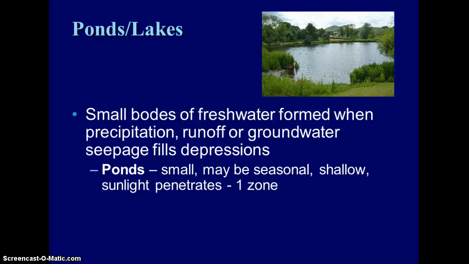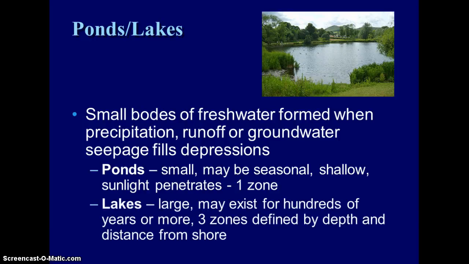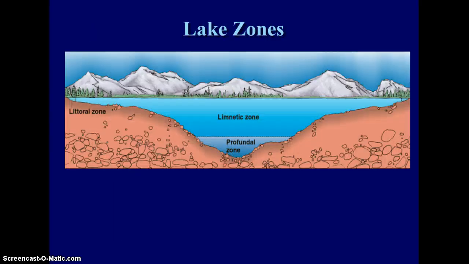They tend to be shallow enough that sunlight can penetrate all the way to the bottom. So we say they have one zone. Lakes are much larger. They last longer, hundreds of years or more. They have 3 zones, and we're going to look at what those zones are, and they're defined by the depth and the distance to the shore.